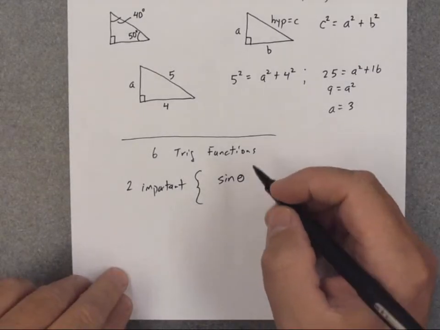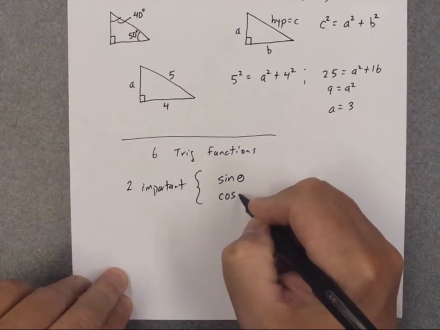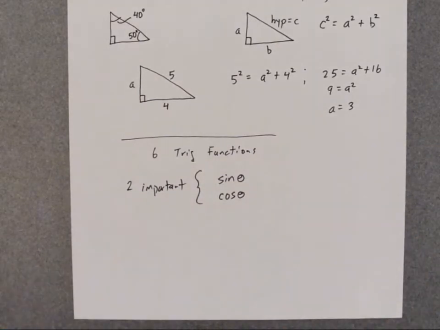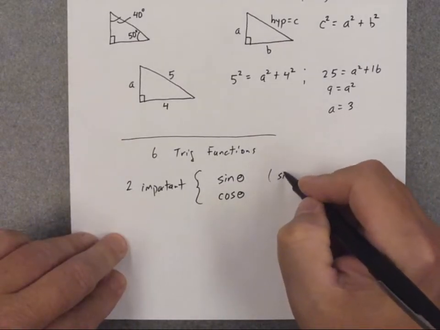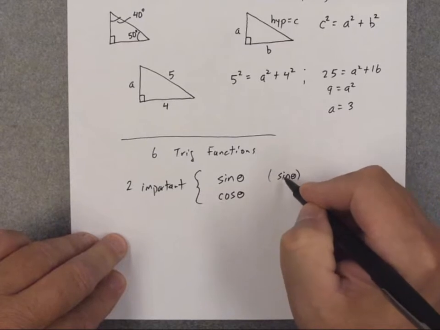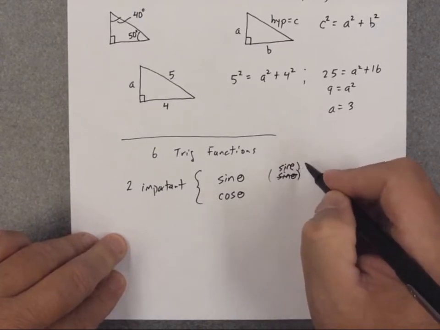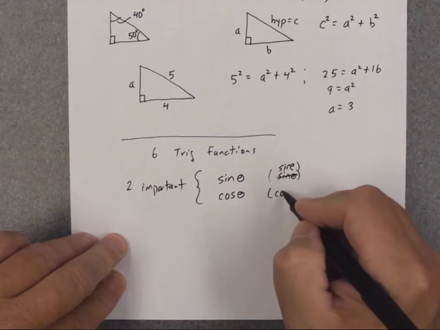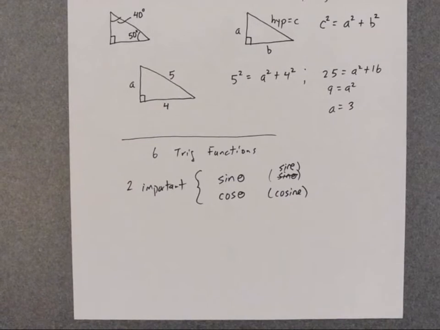The second really important trig function, it's written cos, but it's pronounced cosine of theta. As a word, it's written as sine, and this one we write as cosine. So sine of theta, cosine of theta. Those are the very most important trig functions that we're going to use all the time.